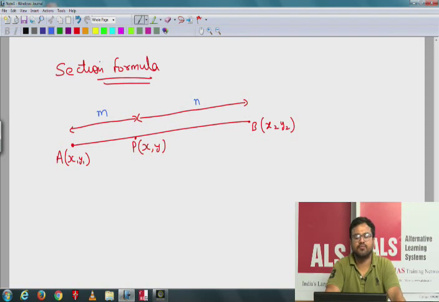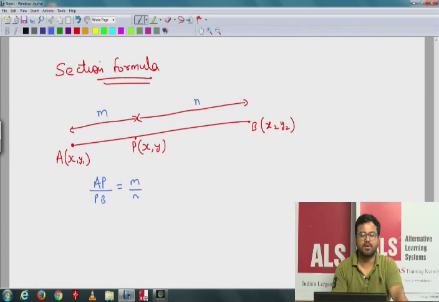So these are the four things over here: the ratio M and N, the coordinates of A, the coordinates of B, and the coordinates of P. What is the relationship between all these four things? That we will discuss in the section formula. It means out of the four things, if three are given, we can find the fourth one. So here AP is to PB, this ratio is M upon N. So we have to link all of them.